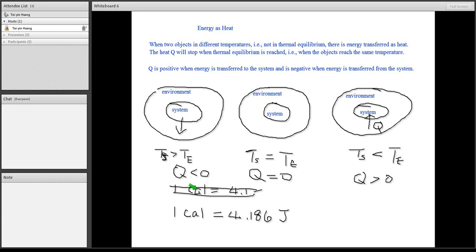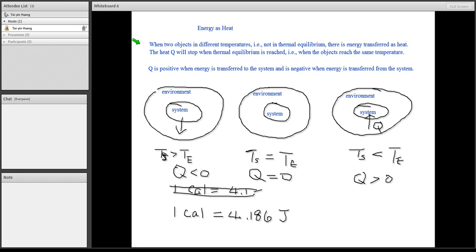Now the next concept that we want to talk about is energy as heat. So what is energy as heat? Let's look at this. When you have two objects at different temperatures, which means that they are not in thermal equilibrium, because the prerequisite for them to be in thermal equilibrium is that their temperatures are equal. So when you have two objects at different temperatures, they are not in thermal equilibrium.